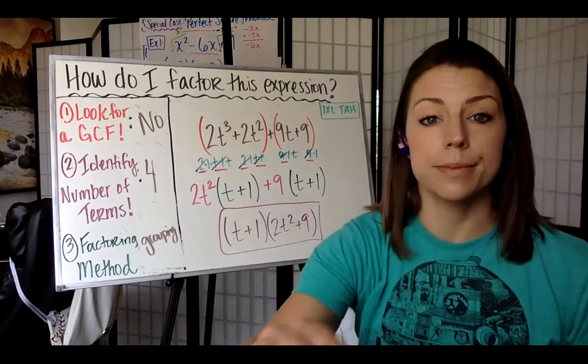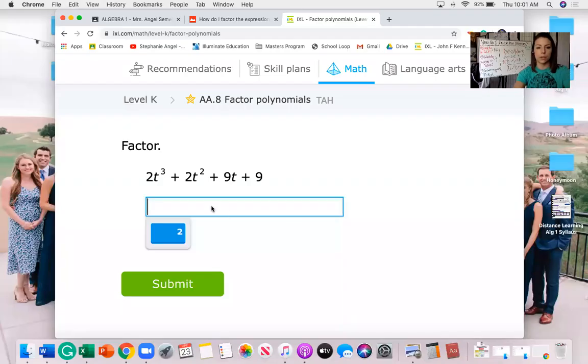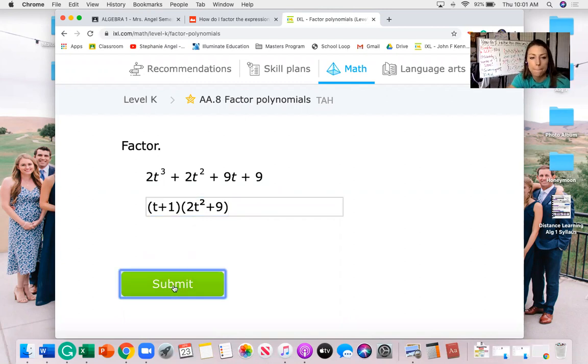Okay, let's see. Who knows, right? Okay, so we have t plus 1 and 2t plus 9. Is that what it is? Oh, 2t, so, oh, that would have been terrible. 2t squared plus 9. Whew. Thank goodness I checked my work.